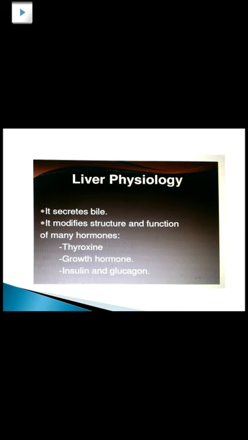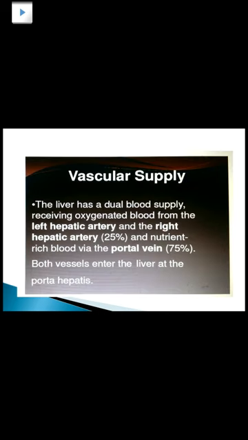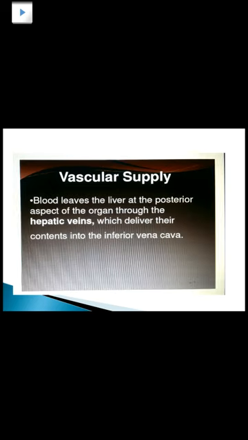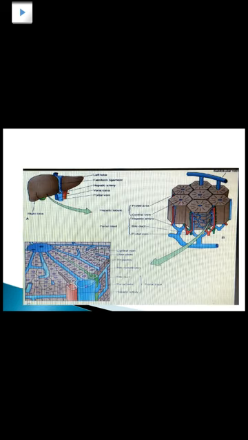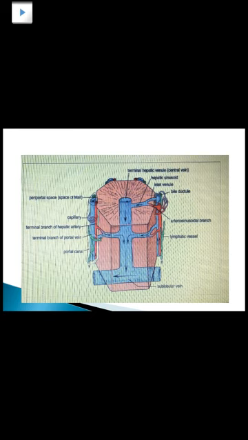The vascular supply: the hepatic artery, the right hepatic artery, contributes about 25% of the oxygenated blood, and then the nutrient rich blood comes via the main important portal vein. So the vein plays an important role in this organ. Both vessels enter the liver at the porta hepatis. Again, we'll not go much into the details of this vascular supply. This is the normal picture of these particular supplies.